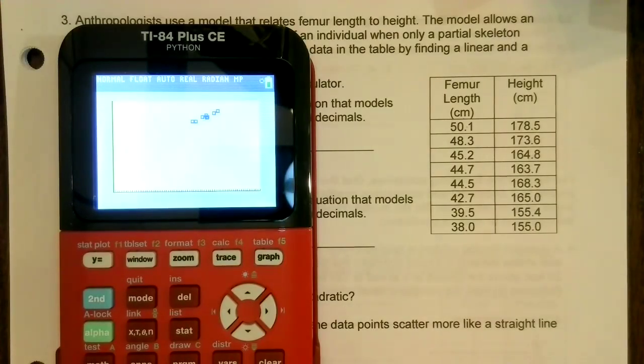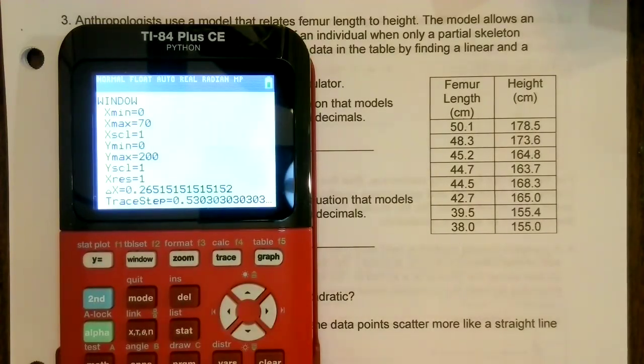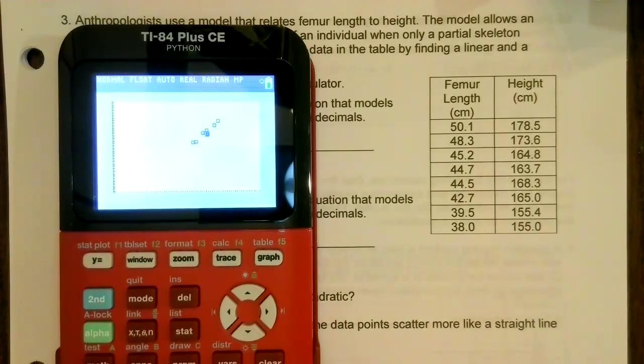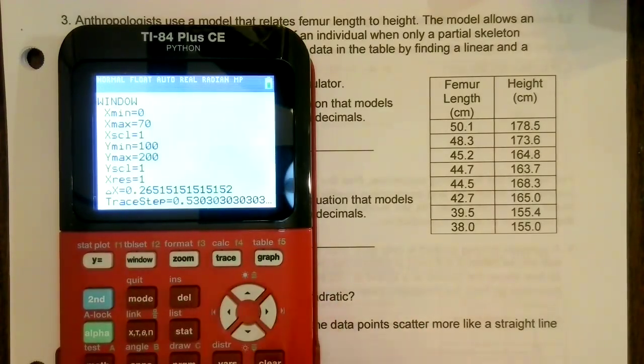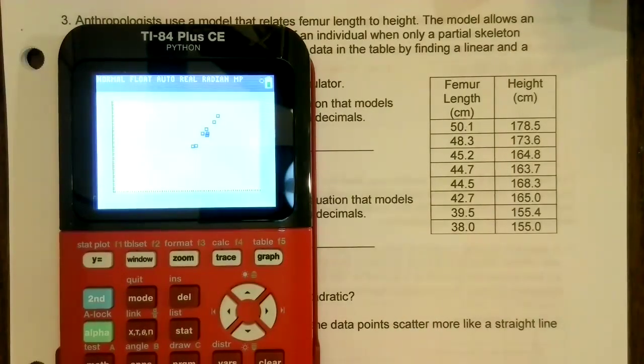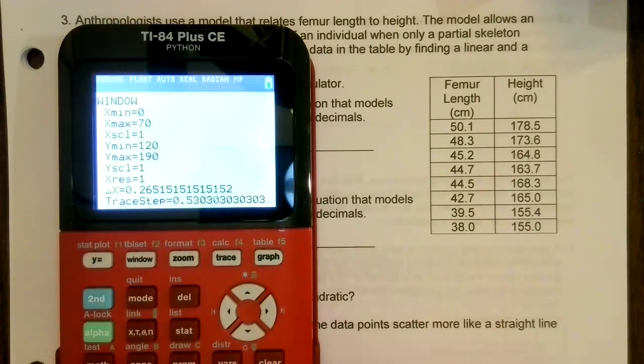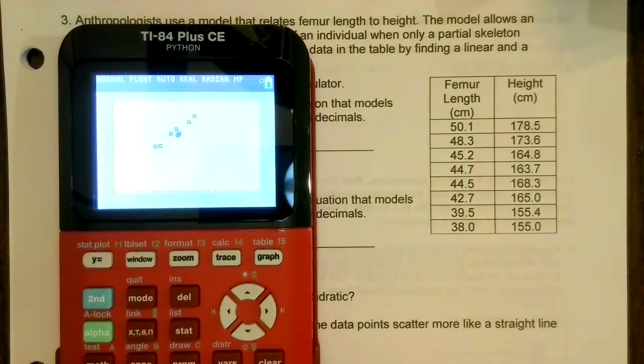So I hit graph, and actually that's not a very good picture. So let's look at that window again. I went too far, I think, with the 0 to 200. So I'm going to go from 100 to 200. Let's see if that gives us a little bit of better picture. Still not great, so I'm going to keep going. Let's try 120 to 190. There we go. That's as good as I think it's going to get. Actually, let me try a little bit of a, there we go.